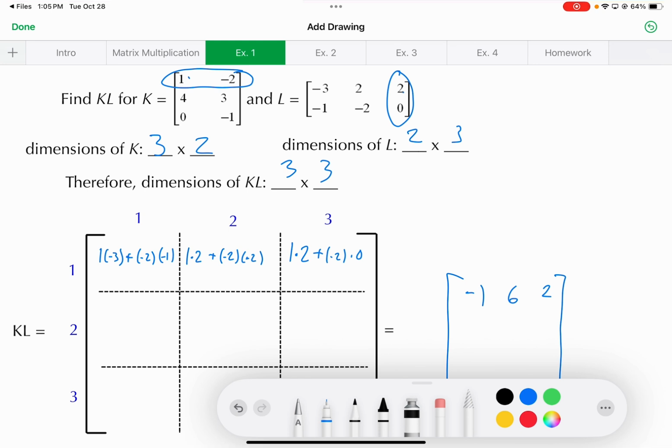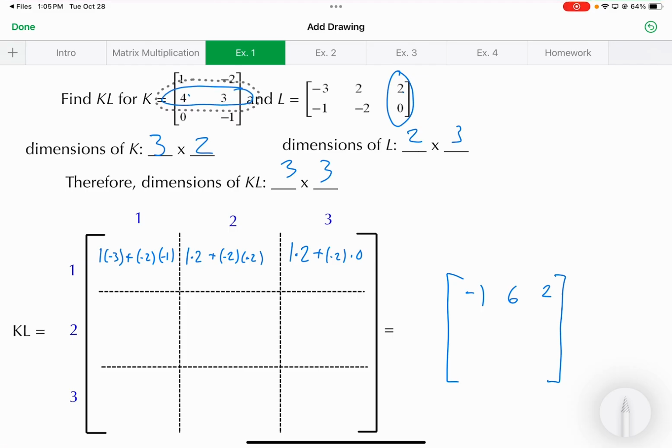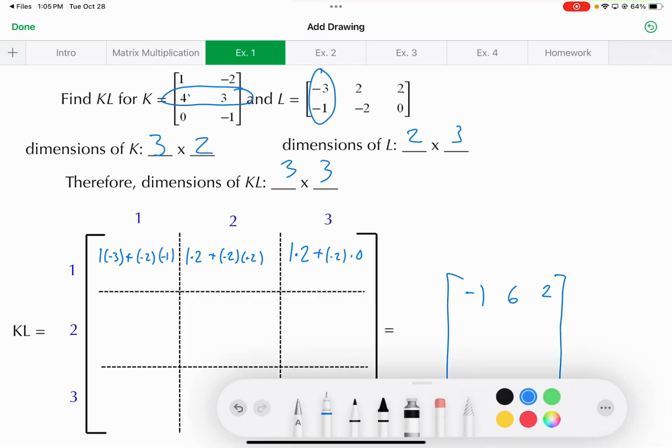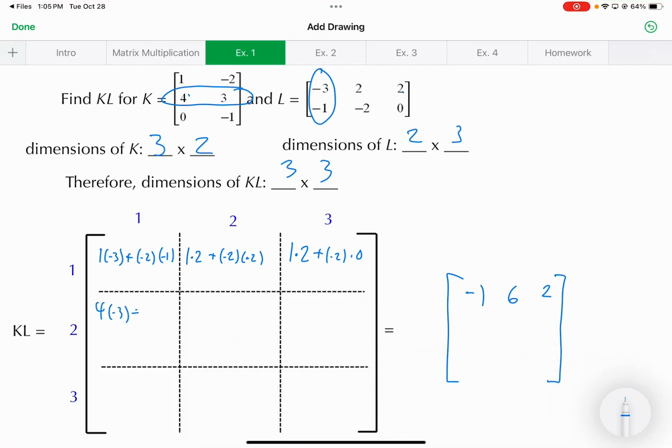All right, let's move some things around. Now we're doing the second row. So I'm going to go back to my matrix for K, and I'm going to move that down to my second row. And then let's take that value and move it to the left. Okay? All right. And then we do it all over again. So 4 times -3 plus 3 times -1. So that would give me -12 minus 3, which is -15.